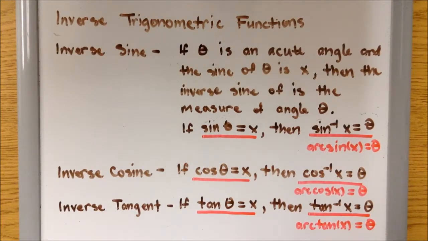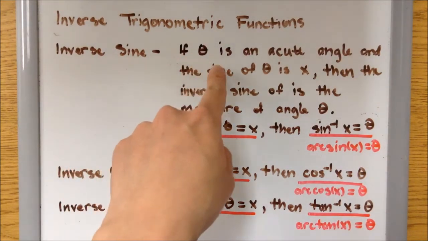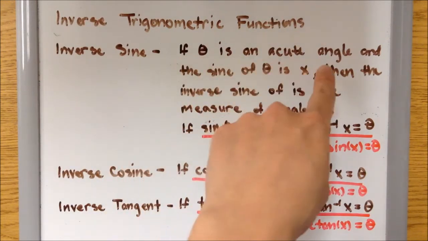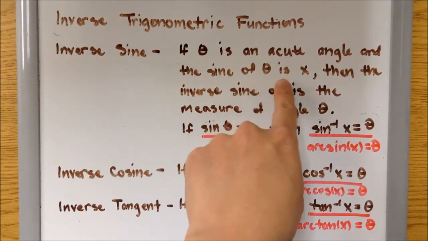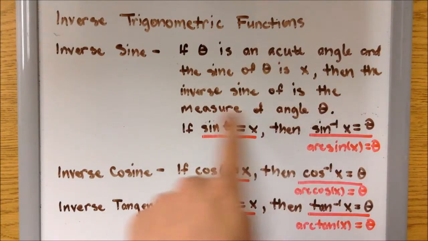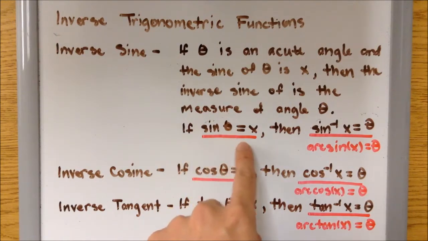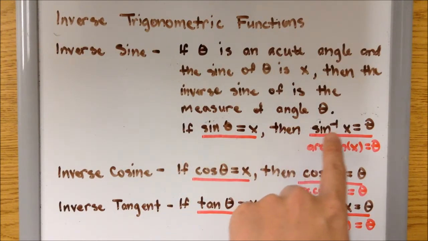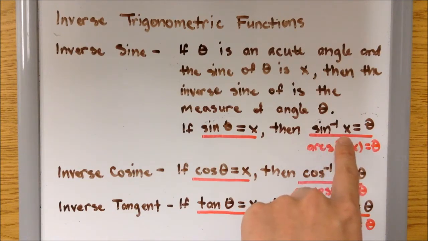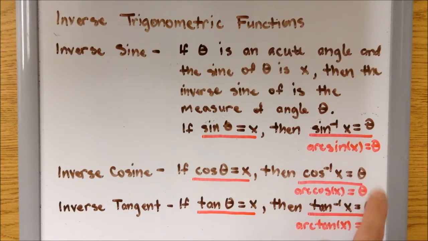So for inverse trig functions, what it means is that if it says inverse sine, the definition is: if theta is an acute angle and the sine of theta is x, then the inverse sine of x is the measure of angle theta. So ultimately it means if sine theta equals x, then sine inverse or inverse sine of x equals theta, also known as arc sine x equals theta.